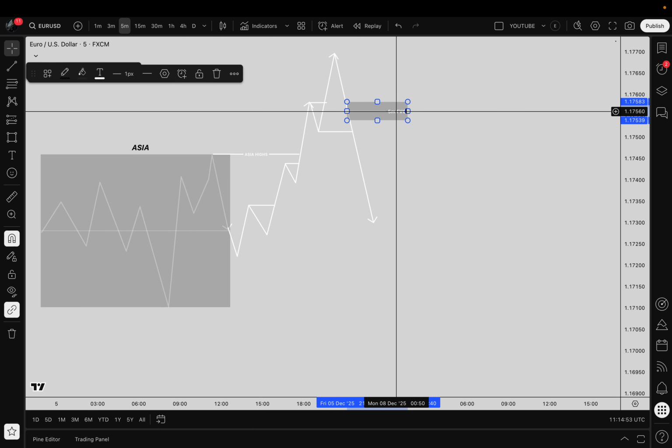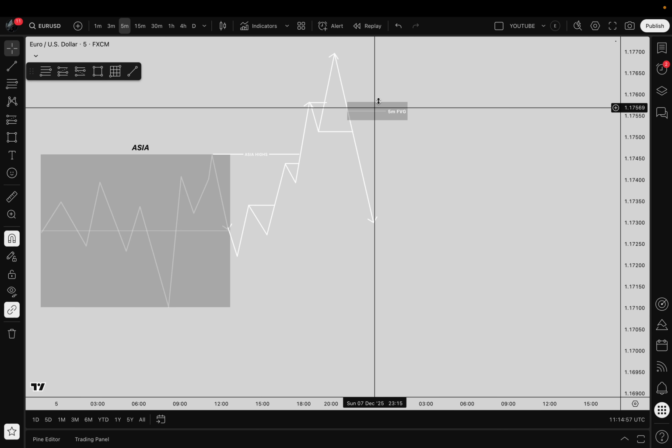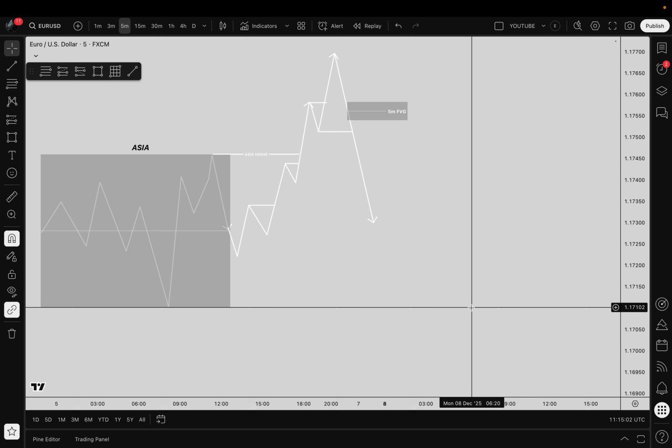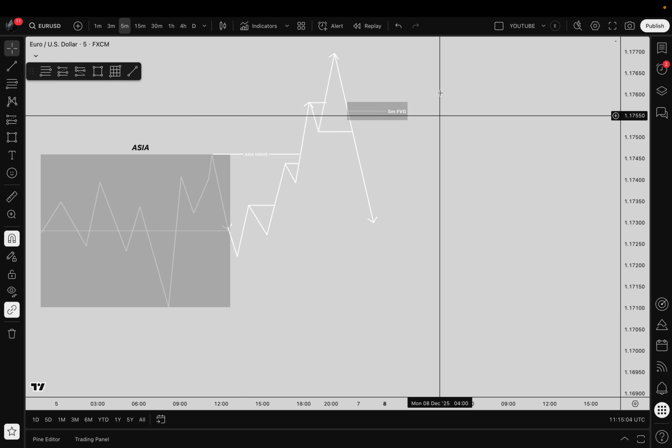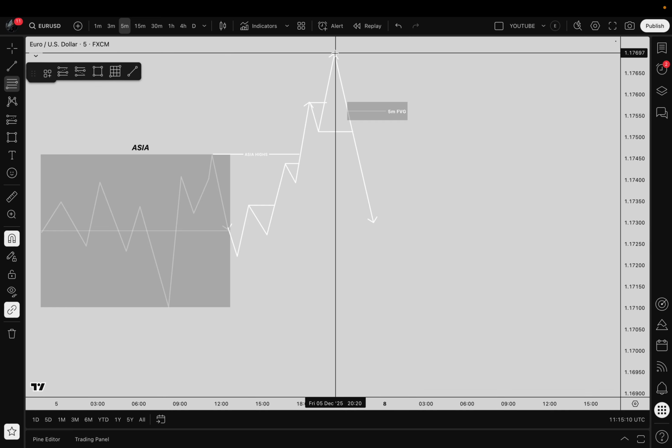5M FVG. So this is just a gap in the market where orders have been created. Price needs to come back up to these gaps to then continue down. So this is going to be our entry. But with this, we also have a Fibonacci tool, which is my favorite tool in the game.